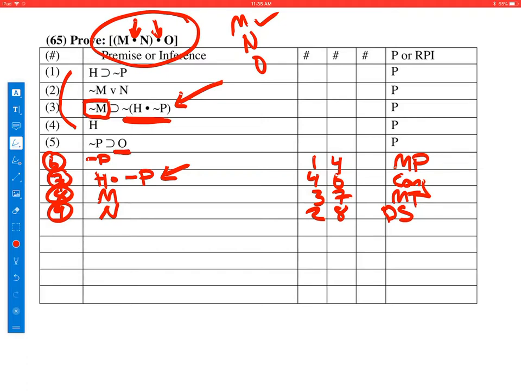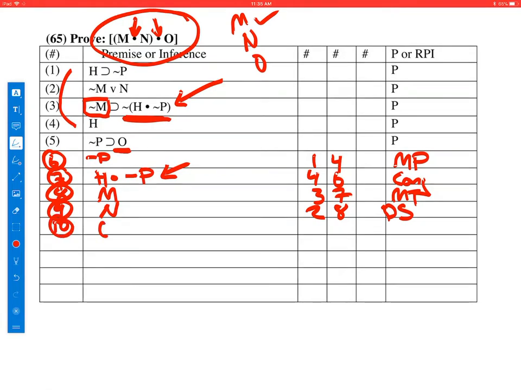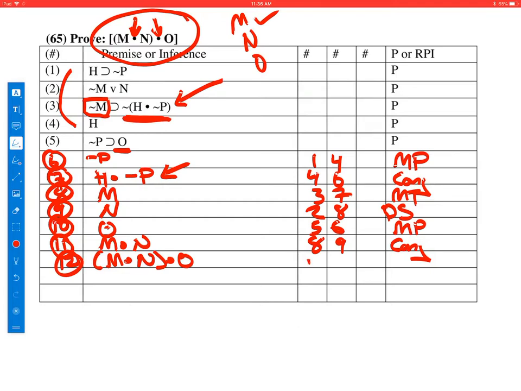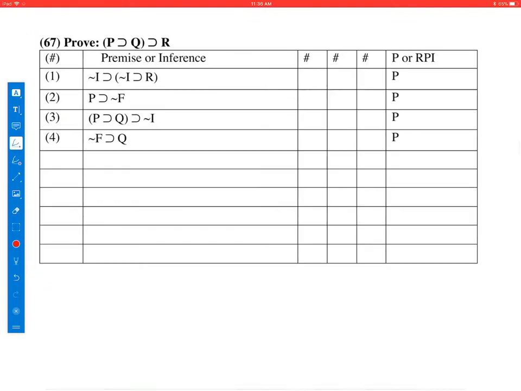So I just need that O, which is on line 5 if I have a not P, and look what's right below it. So I can get O, that's an O, I was going to make it a Q, from 5 and 6 by modus ponens. Now all I have to do is start putting them together. So M and N from 8 and 9, conjunction. And then to that, I'm going to add the O. So that's 10 and 11, conjunction. And I'm done.